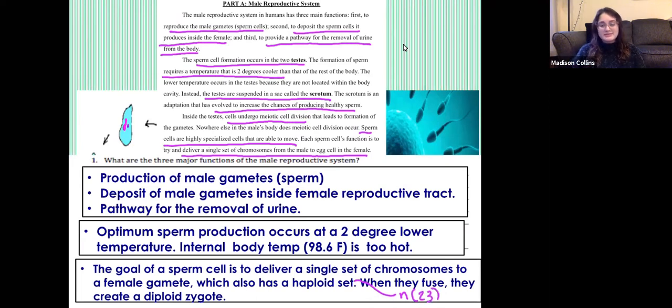And the reason that both the egg and the sperm each have 23 chromosomes, or a haploid set, is that when those two fuse and come together, they're going to create a diploid zygote that has the full set of chromosomes. So in humans, that's the full 46.